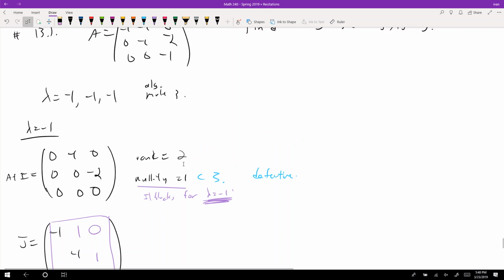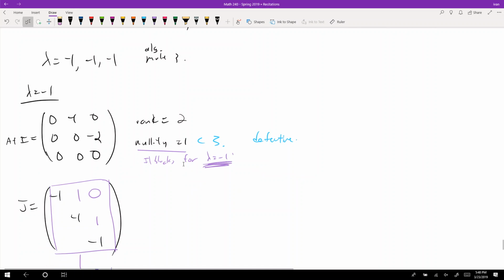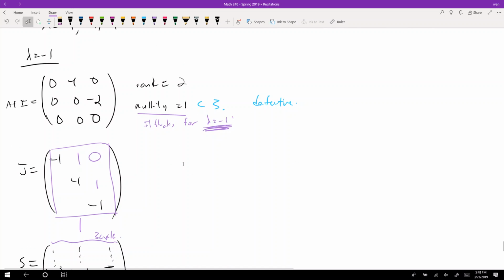So the algebraic multiplicity is 3, and the nullity is 1. The nullity tells me the number of Jordan blocks corresponding to that lambda, which is lambda equals -1. The algebraic multiplicity being 3 just means that -1 occupies 3 spaces of the diagonal. So now I know that there's 1 block for all the lambda equals -1s, and there's only one way to split that.